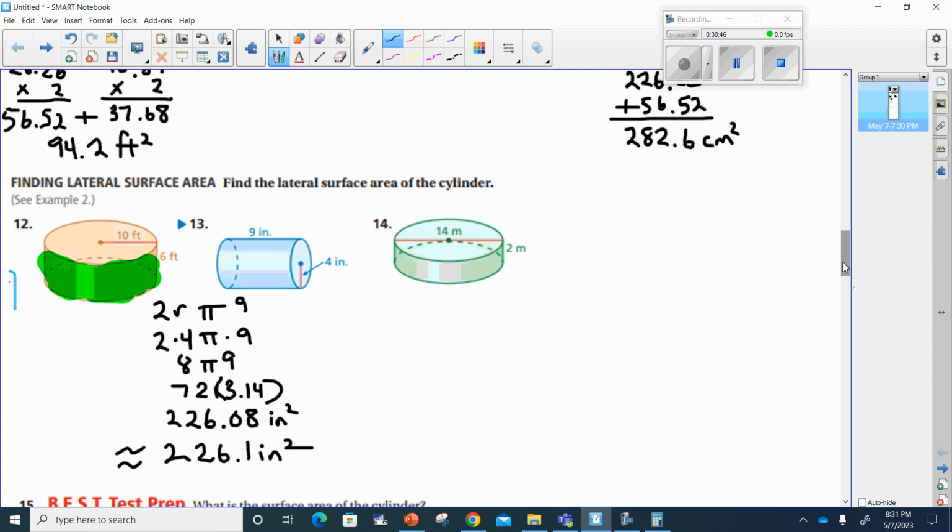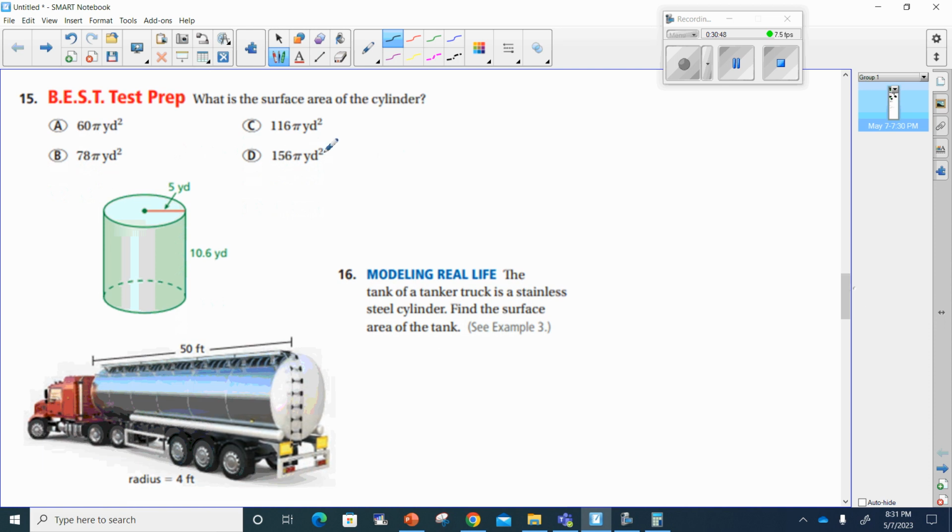Let's go ahead. Remember, you have 12 and 14. I'm going to go to 15. It says, what is the surface area of this cylinder? Okay, well, I know that I'm going to take all of this, right? I've got to start with the circles. The circles was pi r squared. So that's going to give me pi times 5 squared. I know 5 squared is 25. Now I got 25 times pi.